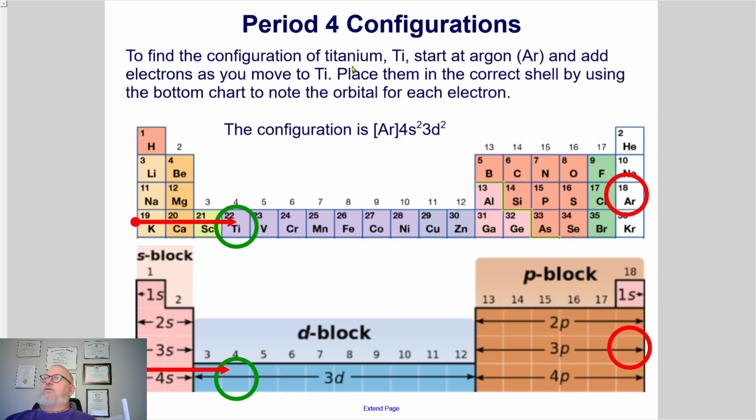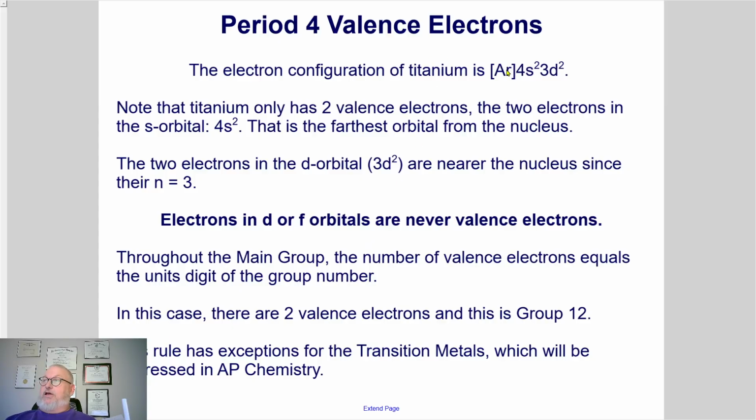So to find the configuration for titanium, we're going to go up all the way over to the noble gases, and the noble gas above titanium is argon. So write your argon in brackets, then start counting: 4s1, 4s2, 3d1, 3d2. There you go. You just wrote it. So it's argon, 4s2, 3d2.